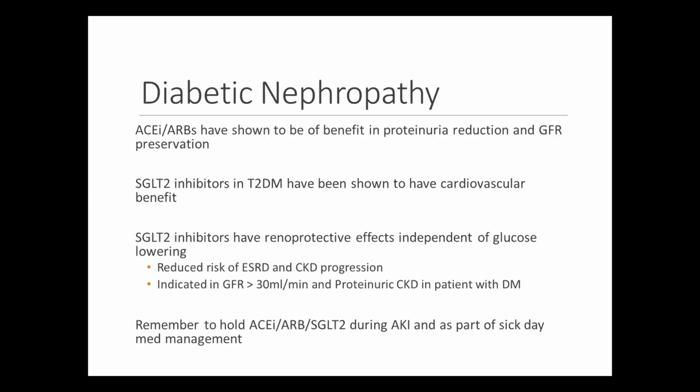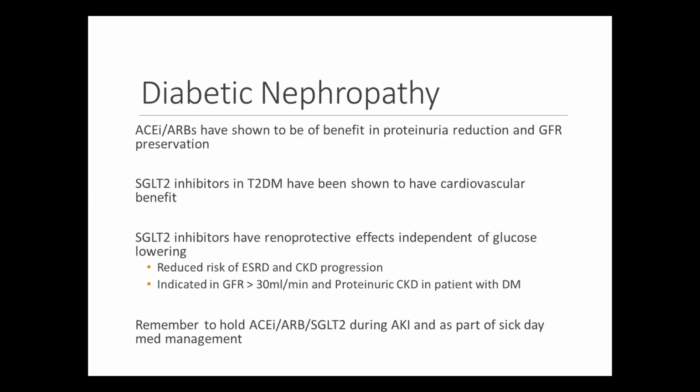Diabetic nephropathy is a very common cause of chronic kidney disease and end-stage renal disease. And we know that blood pressure control and glycemic control are very important in preventing progression in these individuals. ACEs and ARBs, about 15 years ago or so, were shown to be of benefit in proteinuria reduction and GFR preservation. And so they're very important in patients with diabetes to be on these medications, especially if they have evidence of proteinuria.